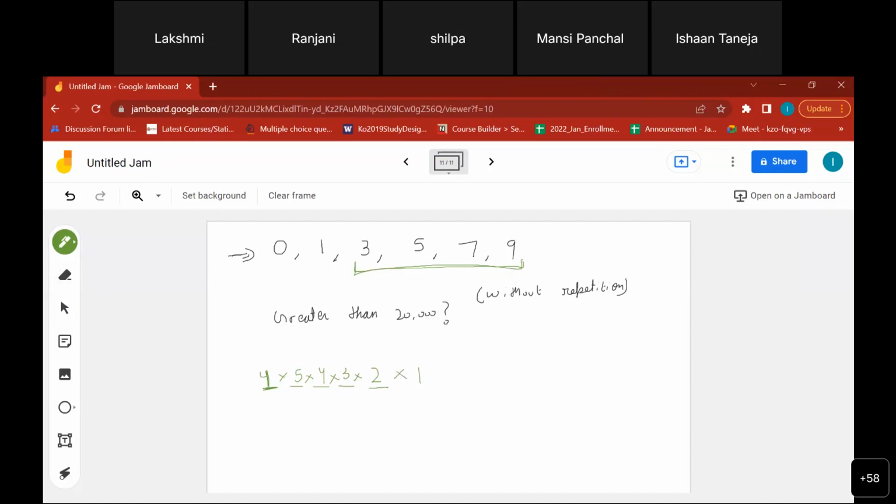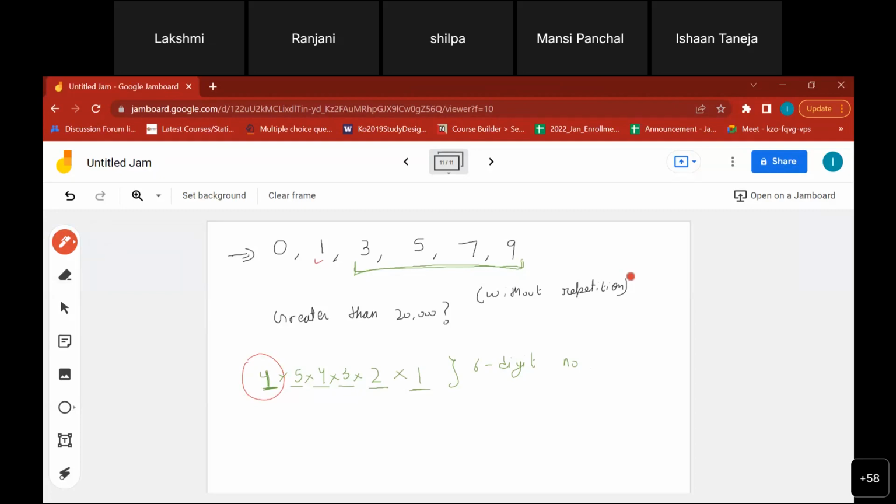You are making a 6-digit number, right? Yes, a 6-digit number. First 4, so 1 will be gone there. Remaining 3 will be left out. And in any of the 5 places, we can place any of the remaining numbers, including 0. But if I put 1 at this place, then also I would get a number greater than 20,000.